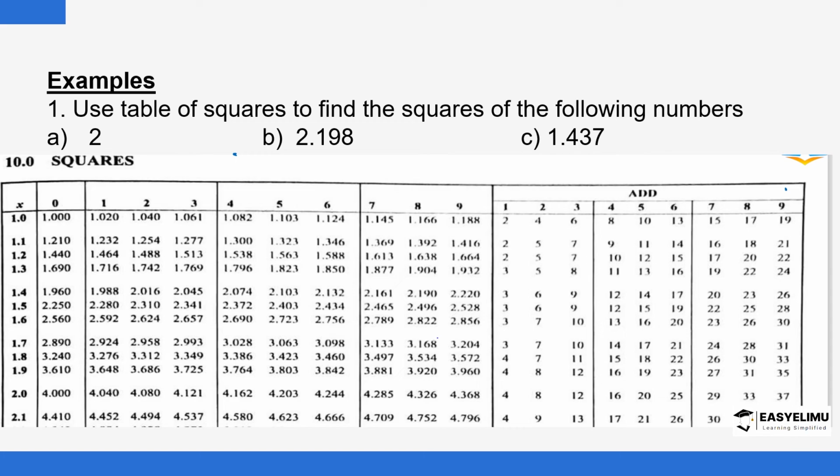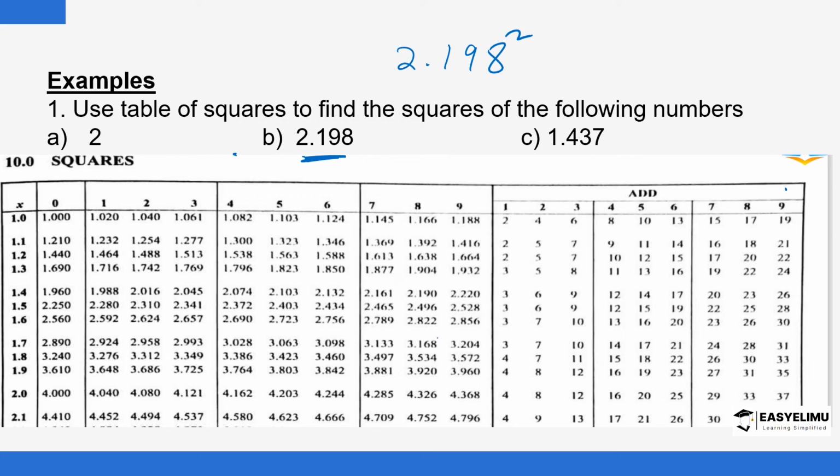How do you use the 3 columns to help you find the squares of numbers? And I want to start with this number here. If you're finding the square of this number, this is 2.198 squared. Before I continue, it's also very important to note that the numbers in this table are approximated. They're rounded off to 4 figures only.